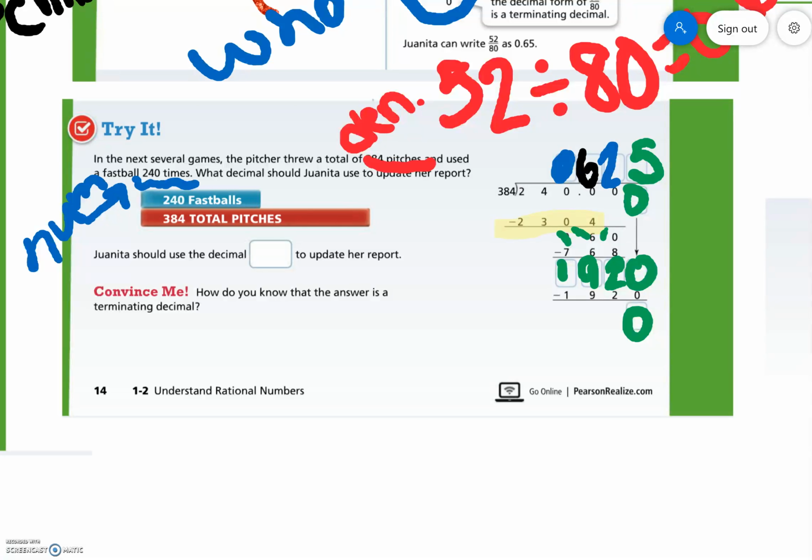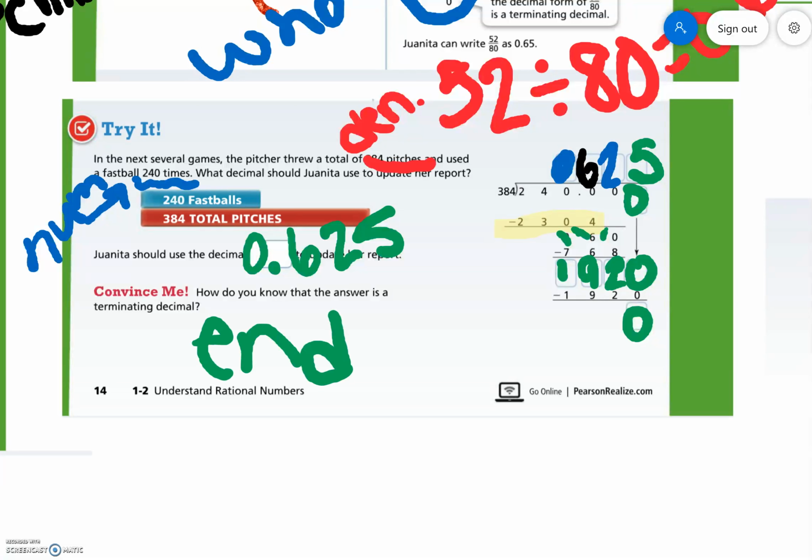So our answer is 0.625, which terminates because it ends. So we know the answer is a terminating decimal because it ends. It stops at 5. It doesn't keep going. There is no remainder.